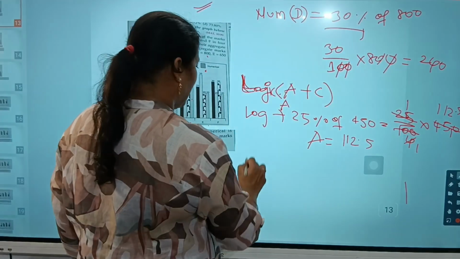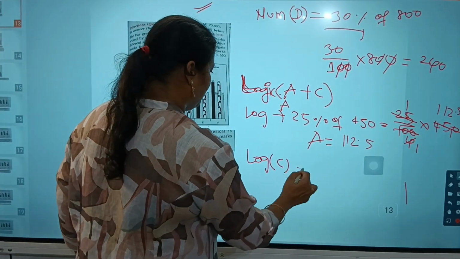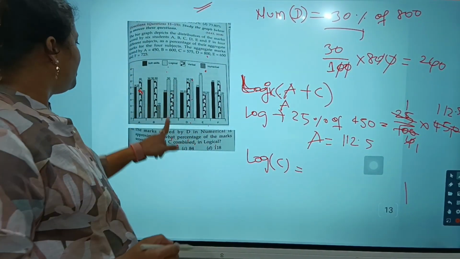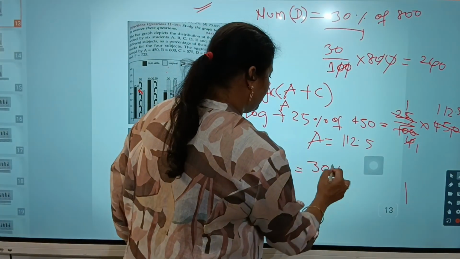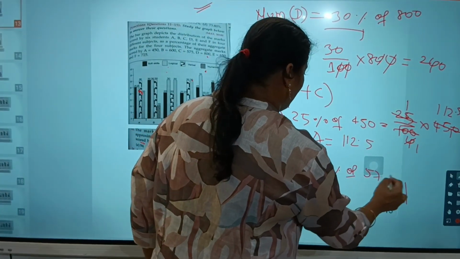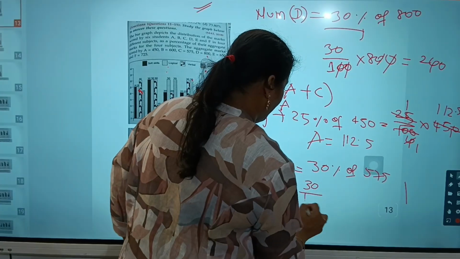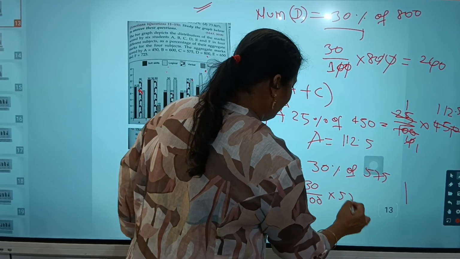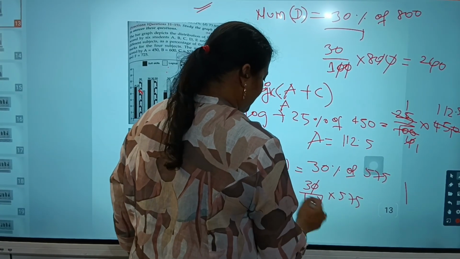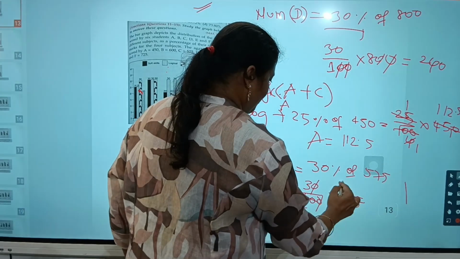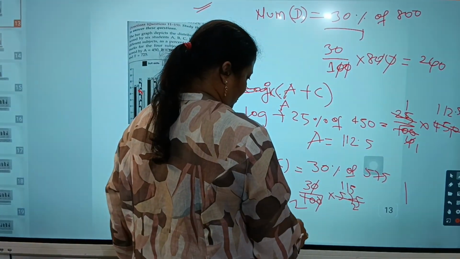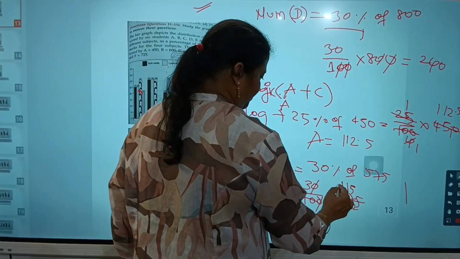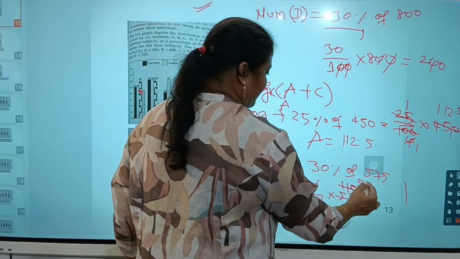For C, logical marks is 30% of 575. 30 by 100 into 575. The zeros cancel. 5 2s are 10, 5 1s are 5, 5 1s are 5, 5 5s are 25. Okay, so 2 1s are 2, it is 172.5... 57.5.